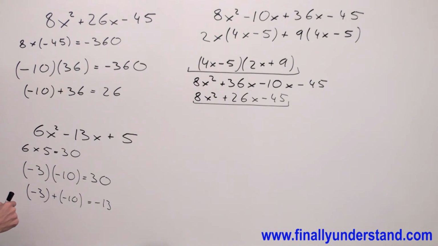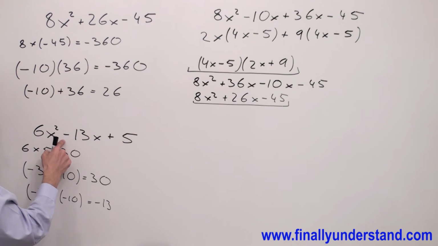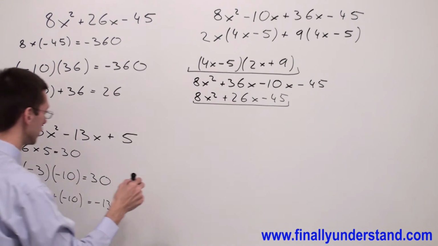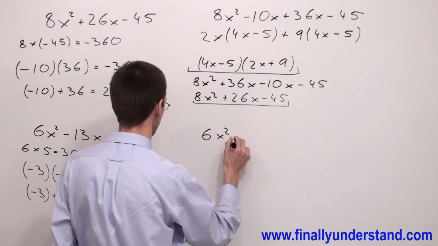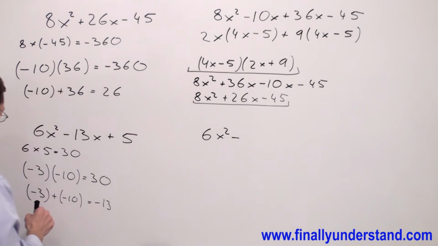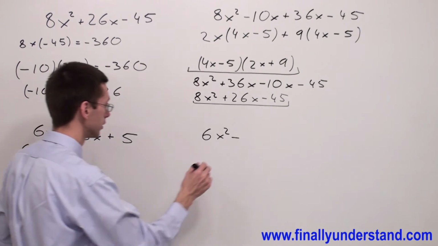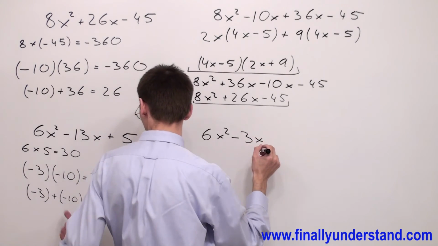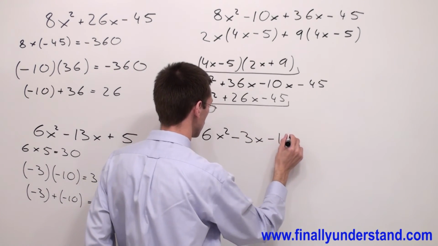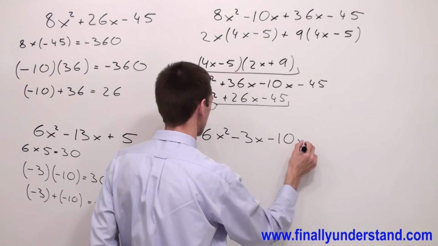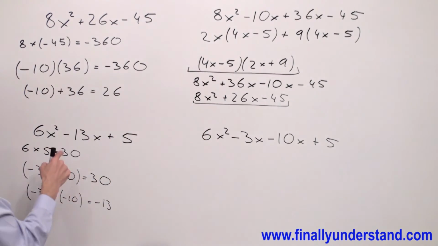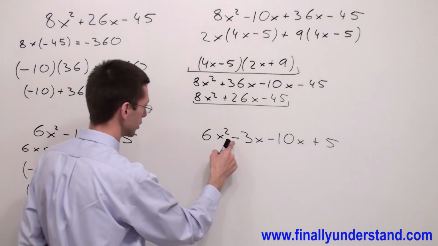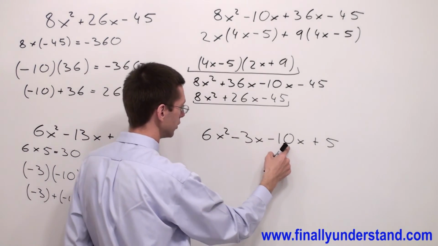Okay, so what am I supposed to do next? I'm supposed to rewrite this expression as 6x squared minus 3x minus 10x plus 5. Is it the same? Of course, it's the same. Negative 13x is nothing else but minus 3x minus 10x.